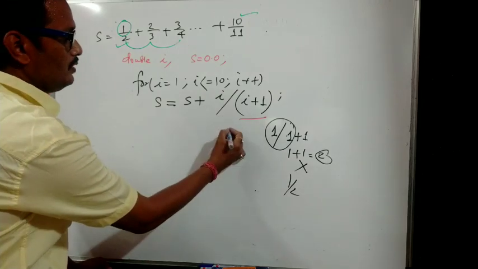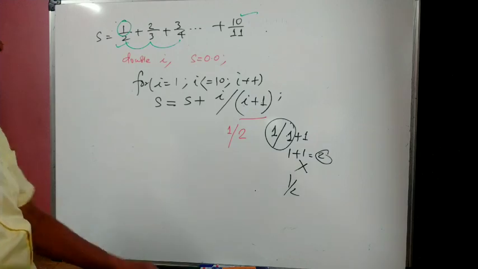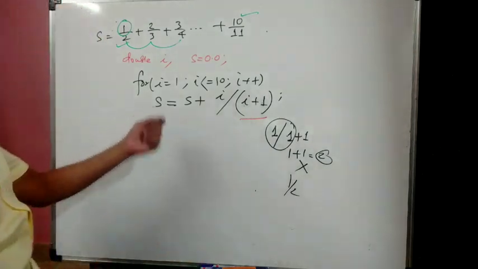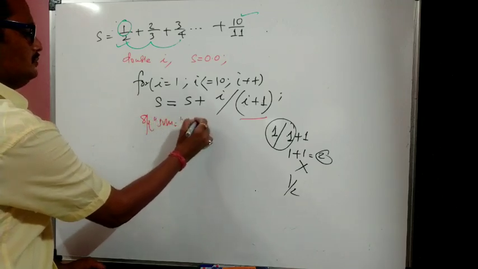Means when the value of i is 1, 1 by (1 plus 1), your answer will be 1 by 2. This is another way. Yes, children, you can use this one also. And outside of the loop, you write sum is equal to s.